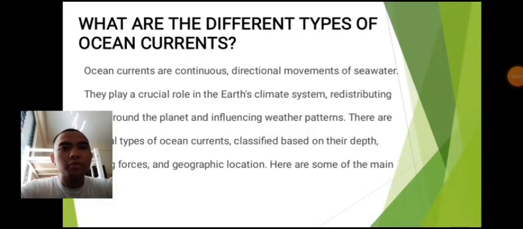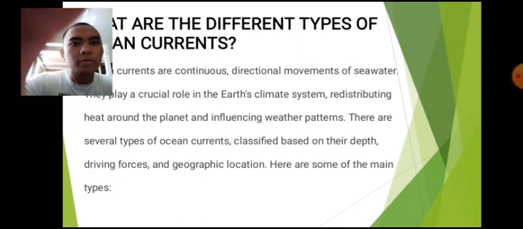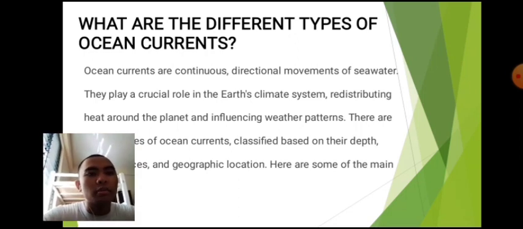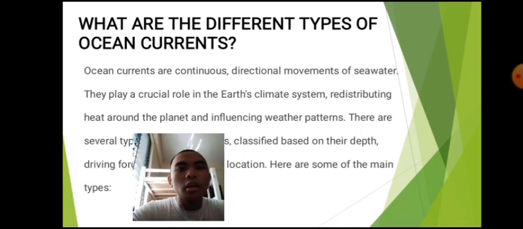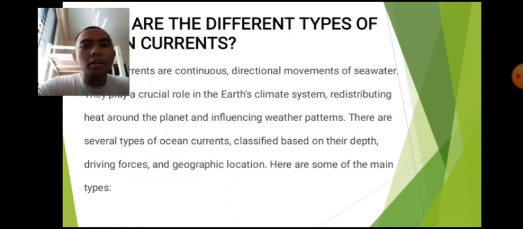What are the different types of ocean currents? These are the continuous directional movements of seawater. They play a crucial role in Earth's climate system, redistributing heat around the planet and influencing weather patterns. There are several types of ocean currents classified based on their depth, driving forces, and geographic location. Here are some of the main types.